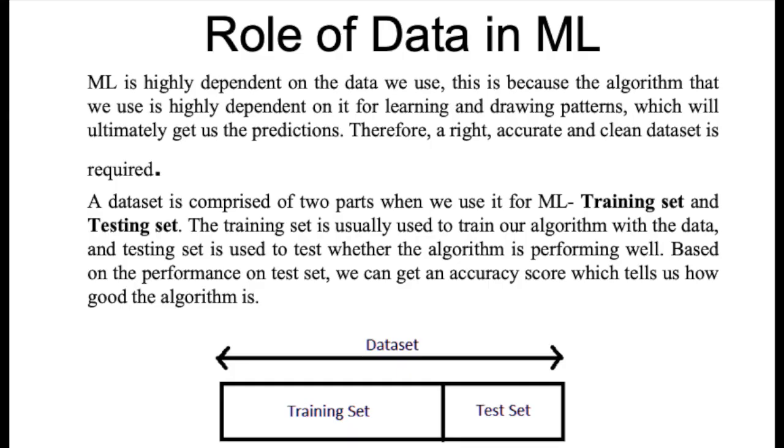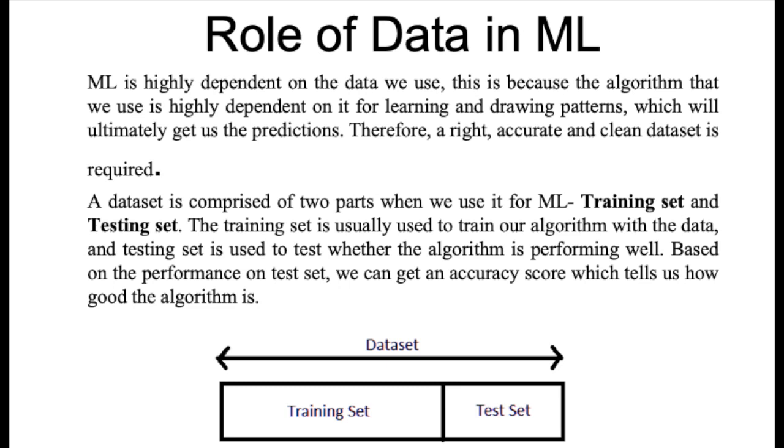Now next, what is the role of machine learning in data? That means ML is highly dependent on the data we use. That is because the algorithms we use depend on it for learning and drawing patterns, which will ultimately get us the prediction. So therefore a right, accurate and clear dataset is always required.